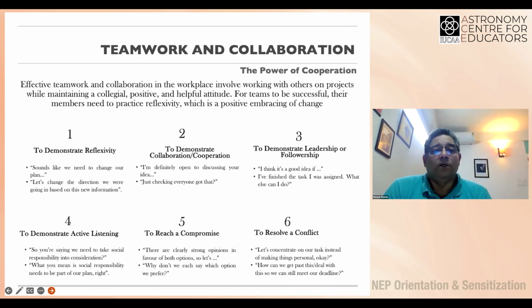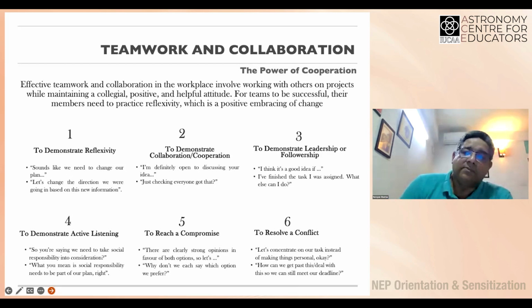Effective teamwork and collaboration in the workplace involve working with others on projects while maintaining a collegial, positive, and helpful attitude. For a team to be successful, their members need to practice reflexivity, which is a positive embracing of changes. So there are these six different ways by which we can do that: how to cooperate with each other, not to let others down, and things like that. We can do this by asking several prompts.